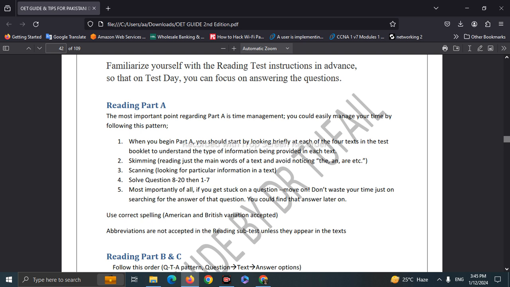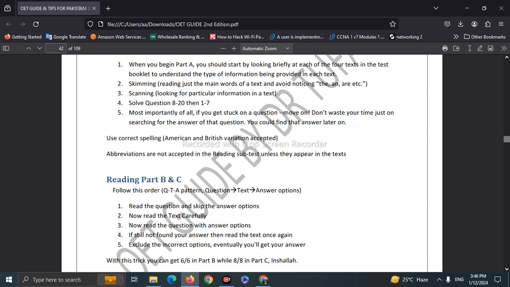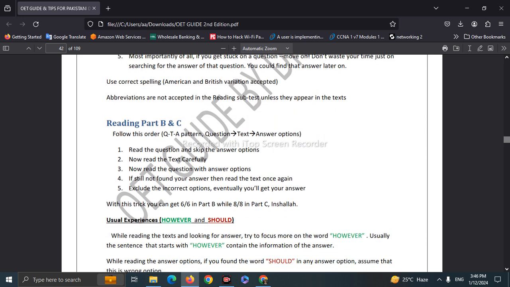Be aware, use correct spelling, maybe American or British, but unlike the listening, you will lose marks if you do not use correct spelling. Use exactly the same word which is given in the paragraph. Abbreviations are not acceptable. So in reading B and C, you can use the QTA pattern: question, task, answer.